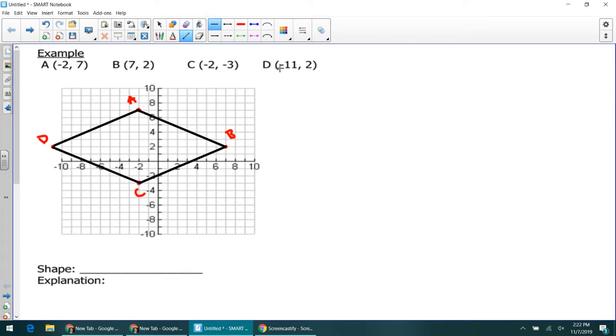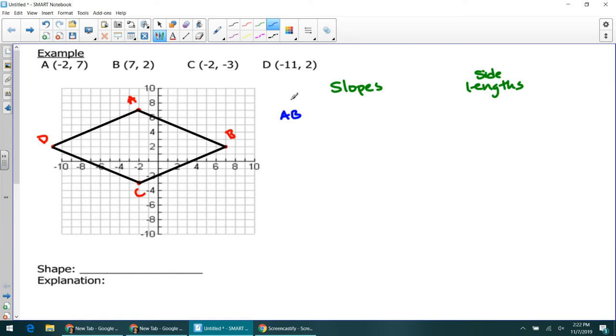So now I have a shape. When we are determining what specific shape a quadrilateral is, we want to compare our slopes and our side lengths. So let's start by finding the slope of AB. A is at -2, 7, and B is at 7, 2.